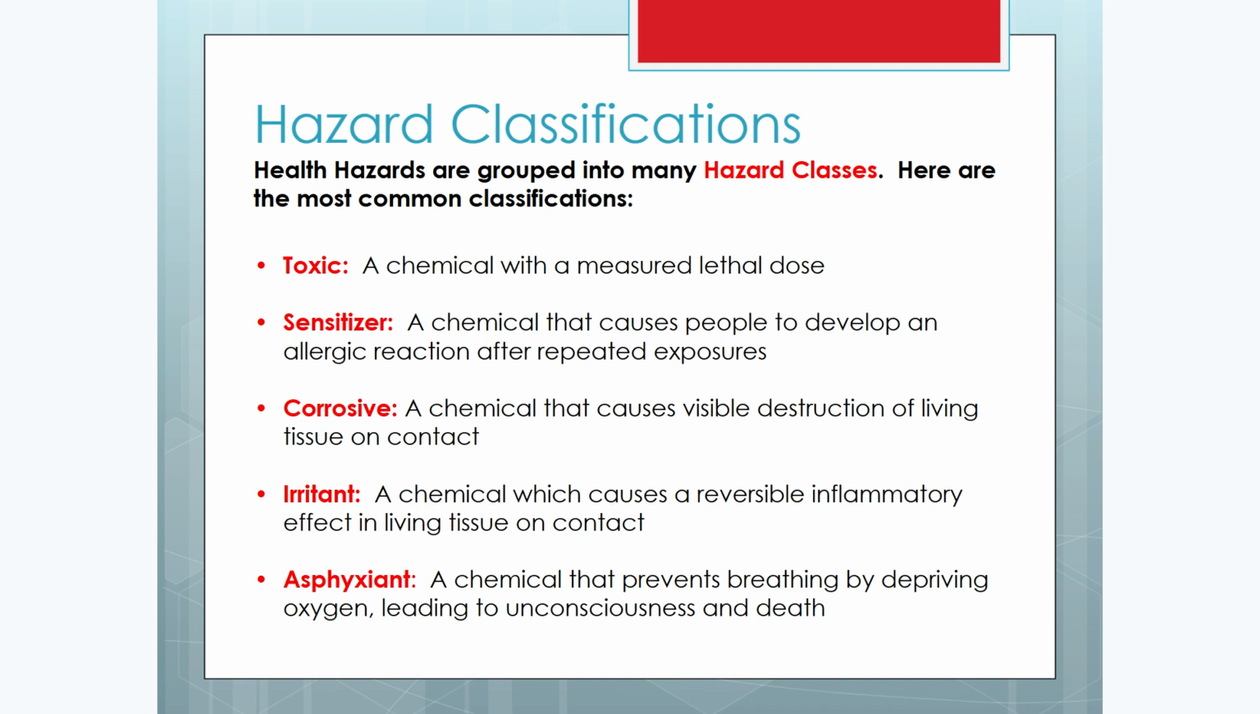Health hazards are grouped into different classes. You can have a toxic health hazard, and a sensitizer health hazard, which is just a chemical that causes people to develop an allergic reaction. A corrosive health hazard is a chemical that causes visible destruction of living tissue. I think of an acid when I think of corrosive. An irritant is a chemical which causes a reversible inflammatory effect on living tissue. And then an asphyxiant is a chemical that prevents breathing by depriving oxygen, leading to unconsciousness and death. Again, these are all classifications of health hazards specifically.